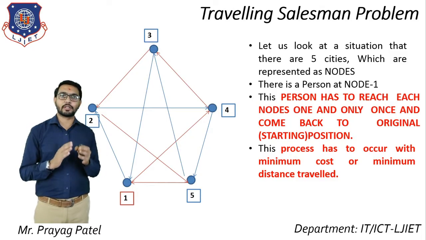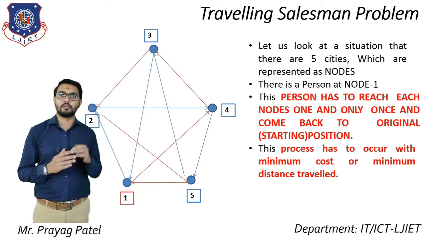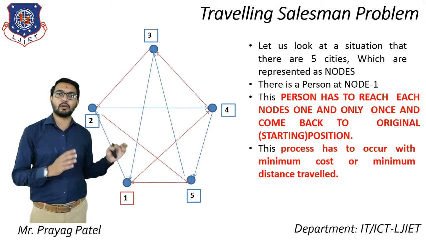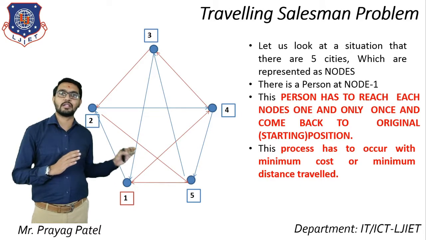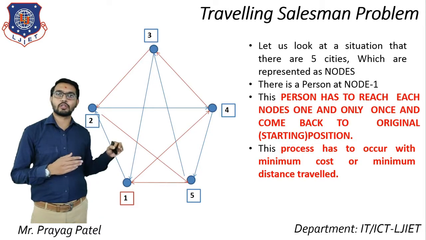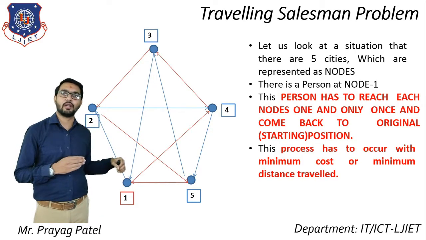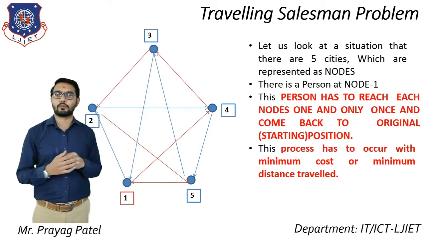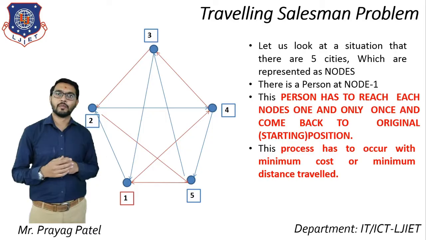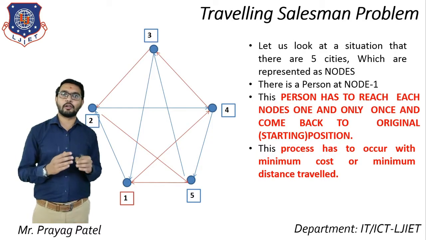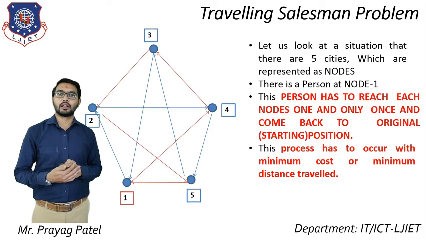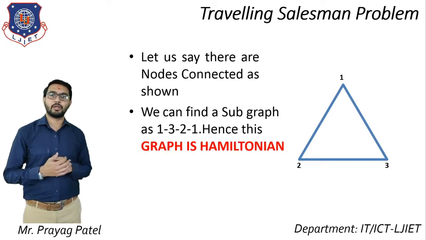So the person has to reach each node one and only once, and then return to the final state, which is the original starting state. Start your visiting from node 1, move through all the nodes or cities, and come back to your initial node, node number 1. This process has to occur with the minimum cost or minimum distance traveled. So this is the traveling salesman problem.